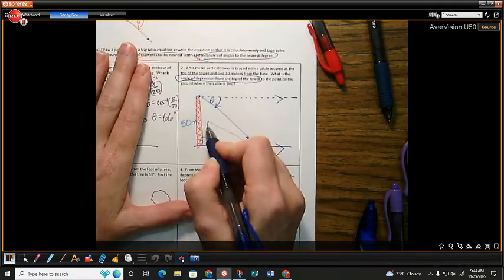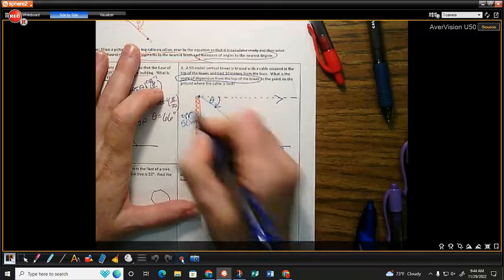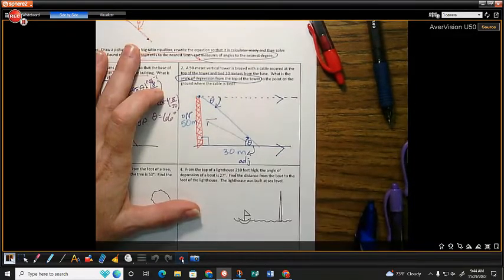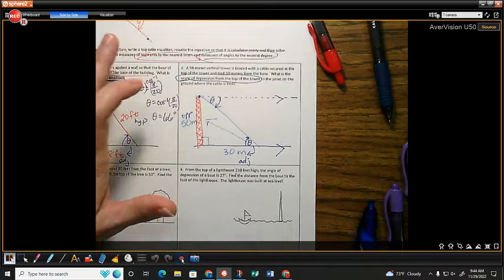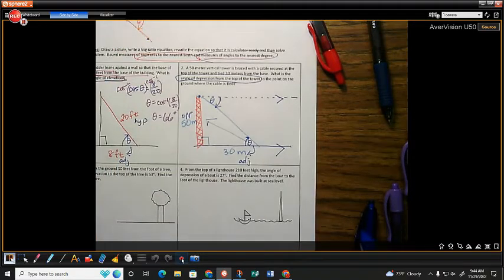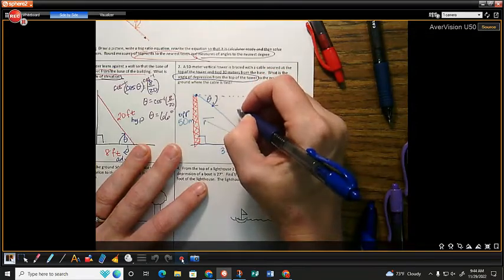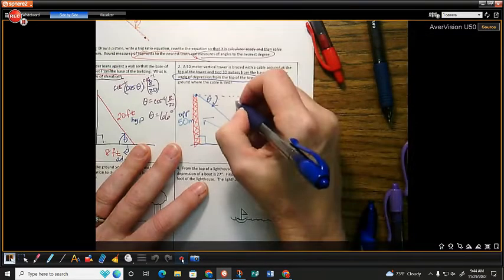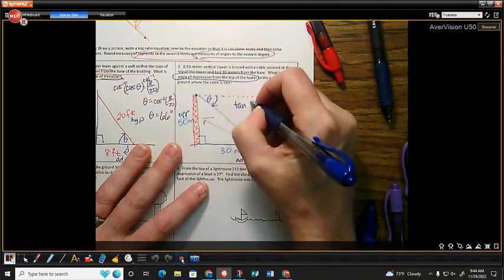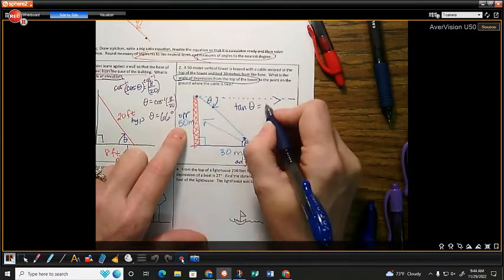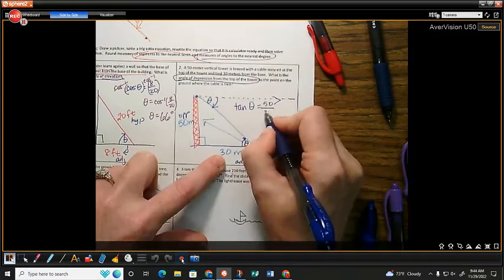Well, I know that its opposite is 50 meters, and its adjacent is 30 meters. So what trig function goes with opposite and adjacent? Tangent, thank you. Glad we're back from our tangent. So tangent of my theta down here will be my opposite over my adjacent.